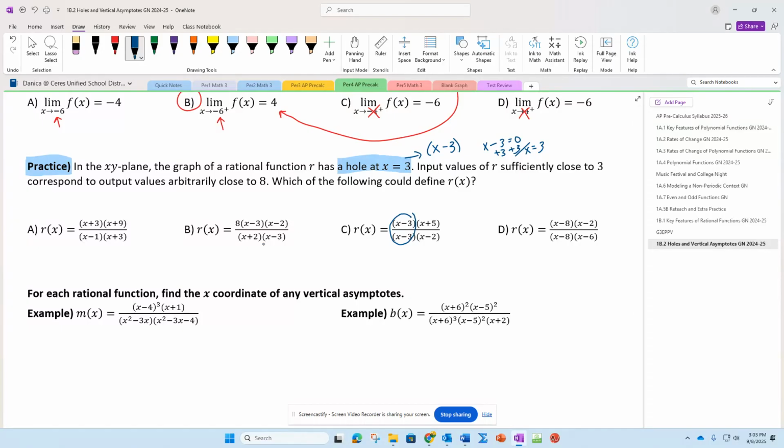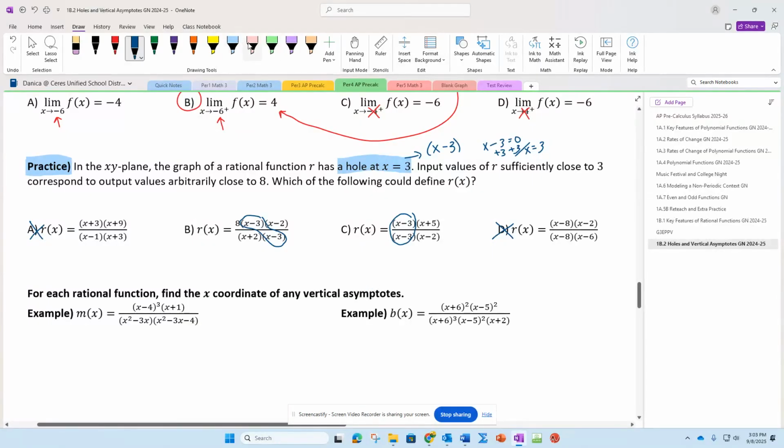Or this one is also a potential, because it's got the x minus 3 in both. This does not have the correct factor, so it can't be A. And D does not have the correct factor, so it can't be D. So we're down to B and C.